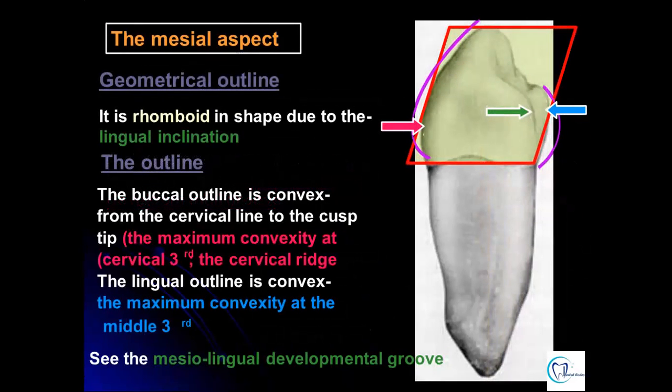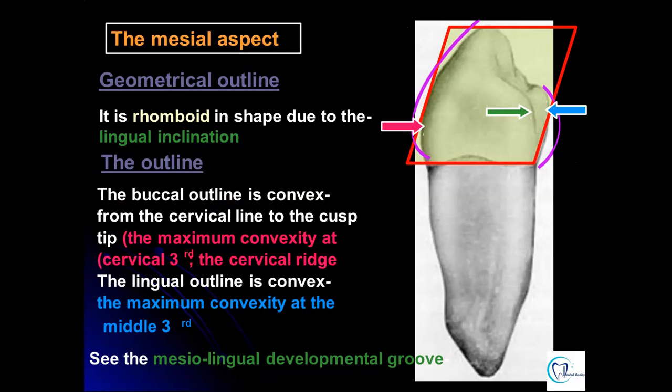Now coming on to the proximal aspects, when we see the tooth from the mesial view, it is rhomboidal in shape, and this rhomboidal shape is because of the lingual inclination. As we have already discussed, the mandibular teeth show a lingual inclination. So when we see the outline, buccally it is convex from the cervical line till the tip of the cusp, and the maximum convexity is in the cervical third. That is the cervical ridge prominence.